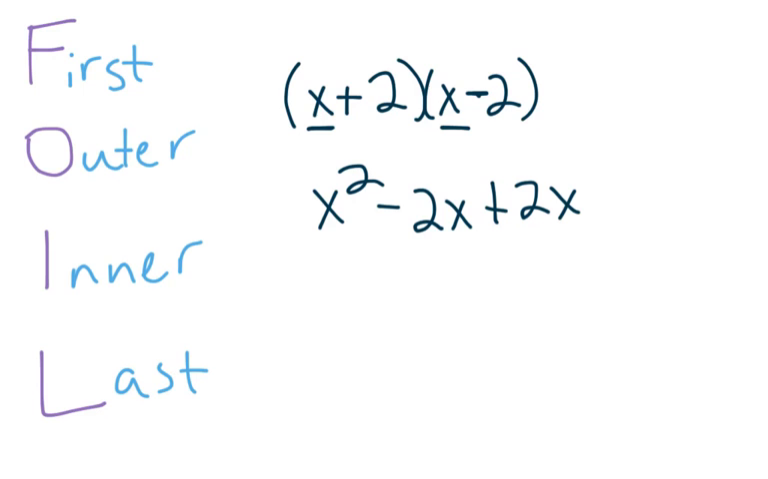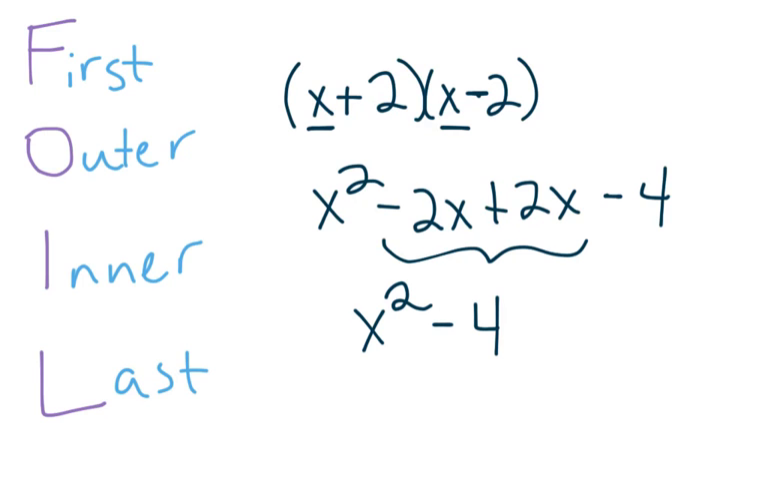And my last two terms are positive 2 and negative 2. Multiplying them together gives me negative 4. Okay, so let's combine some terms. I have a positive 2x and a negative 2x, which cancel, giving me x squared minus 4. Okay?